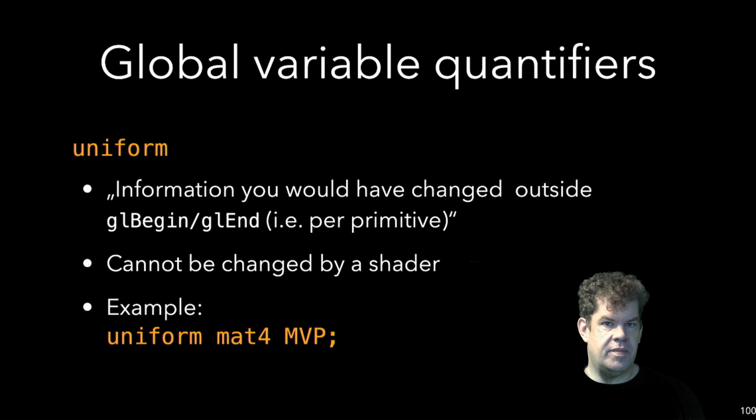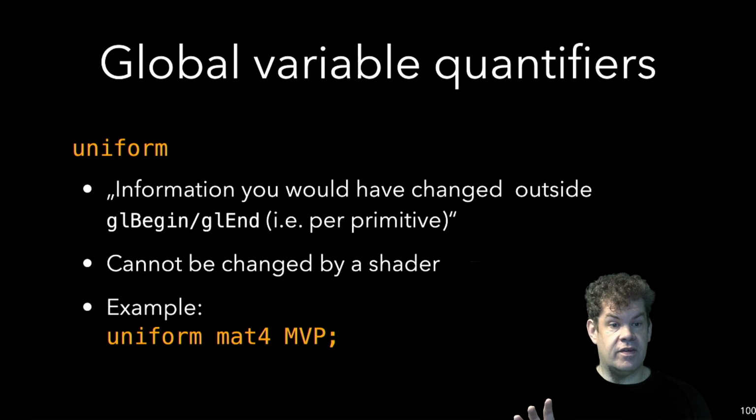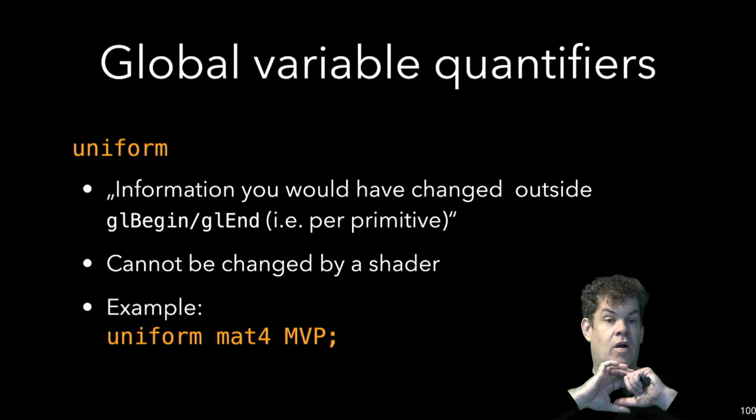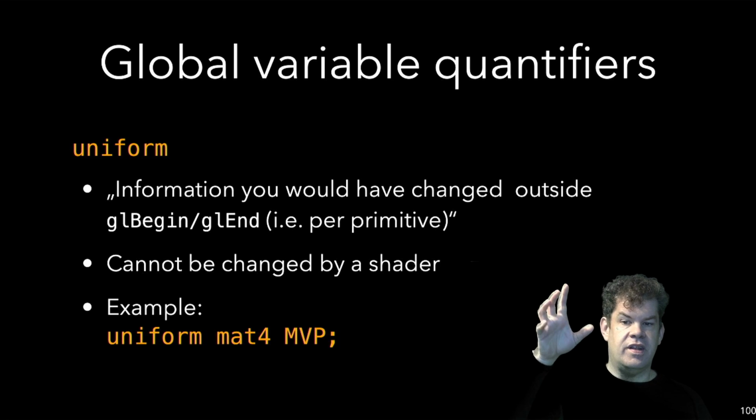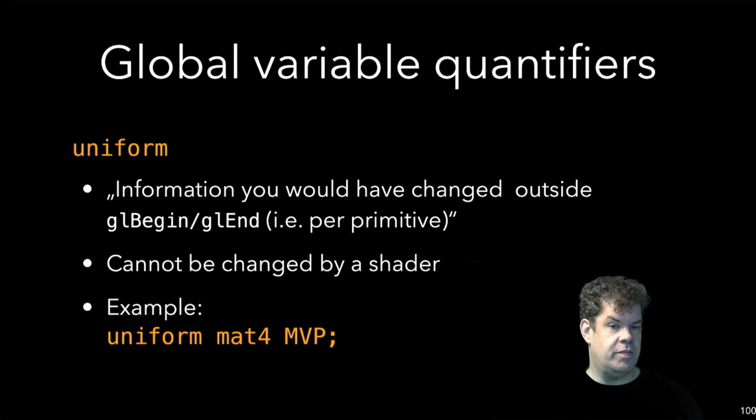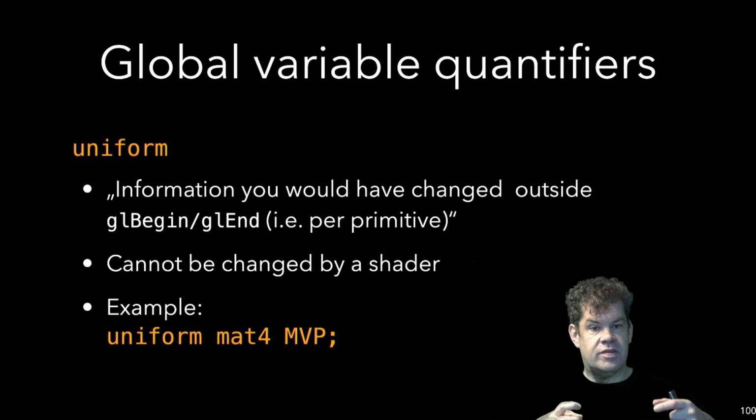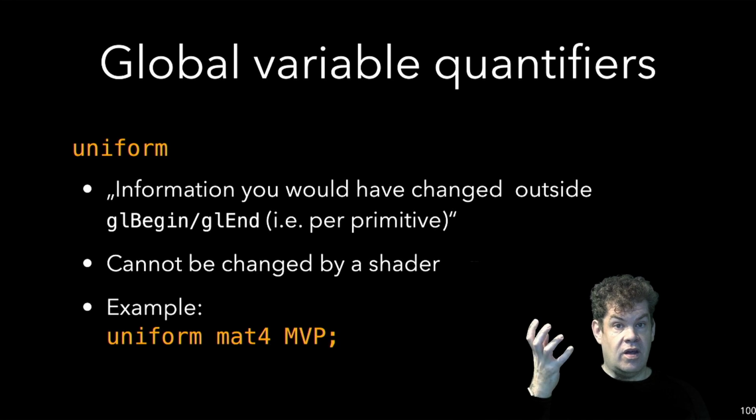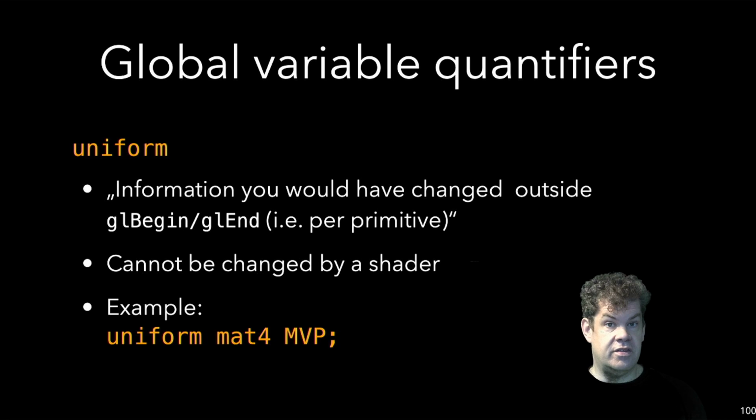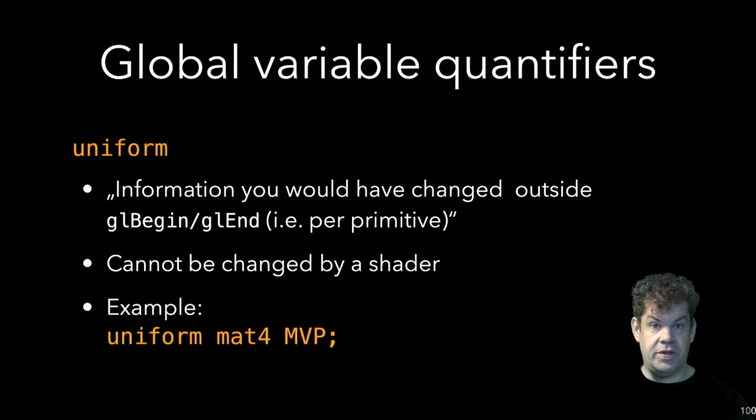But in GLSL, for instance, this is all GLSL, HLSL has a similar concept. In GLSL, I can write uniform in front of that. And that means that is something that I only set once. That's kind of a global constant. Conceptually, that is something you would change outside of glBegin, glEnd. So it's something that you set not per primitive, but per scene or per part of the scene. You cannot write it in the shader. It's a constant, and the model view projection matrix, for instance, would be such a thing.